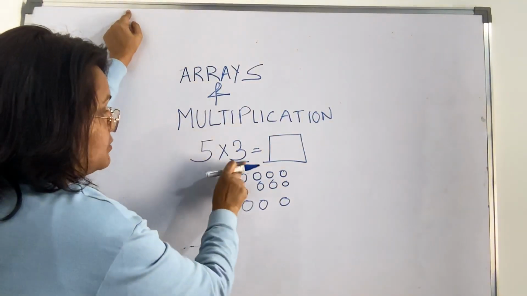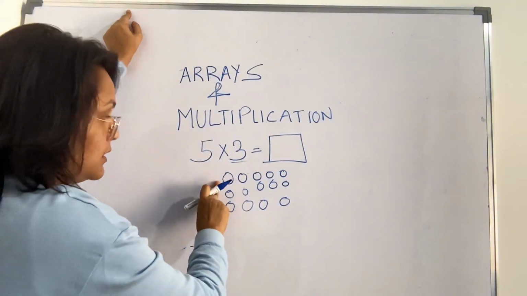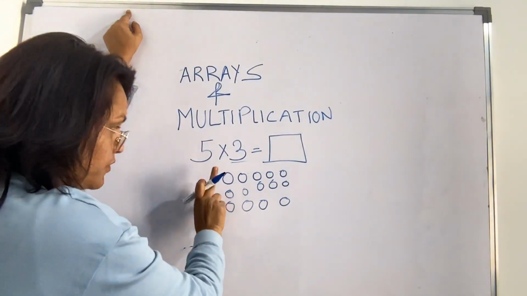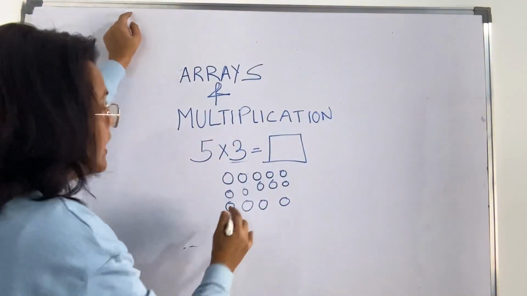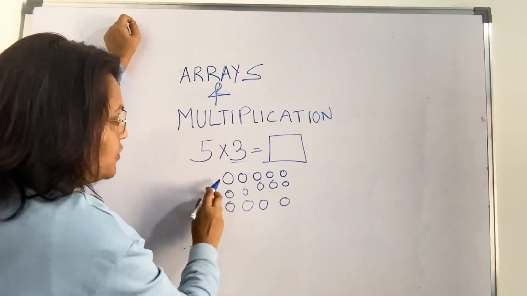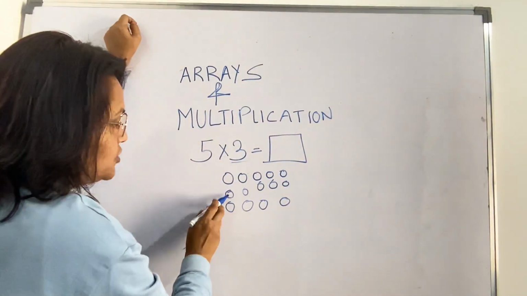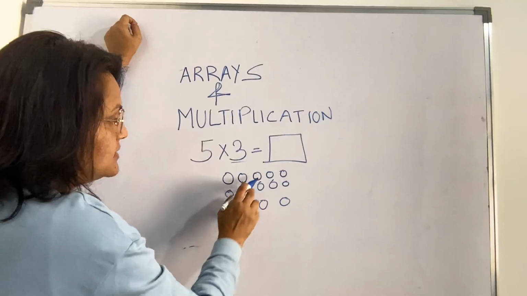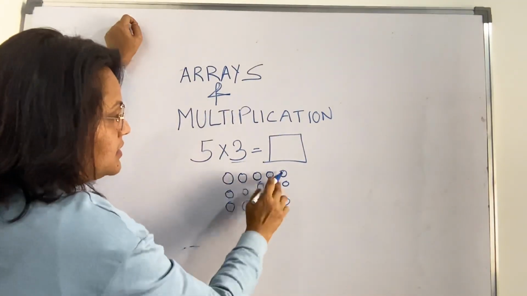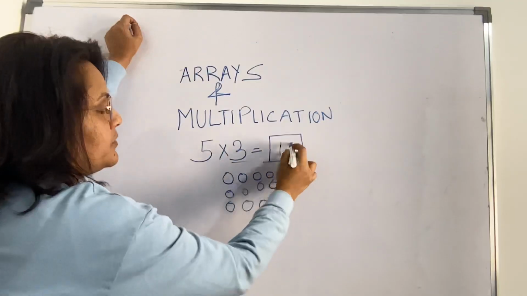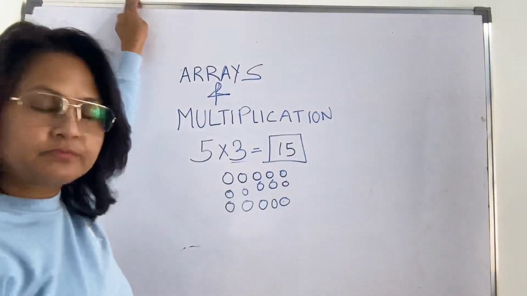This is the number of rows, this is the number of columns, and this is the number of rows. Now when we are going forward, we will just ask to simply count 1, 2, 3, 4, 5, 6, 7, 8, 9, 10, 11, 12, 13, 14, 15. So the answer is 15.